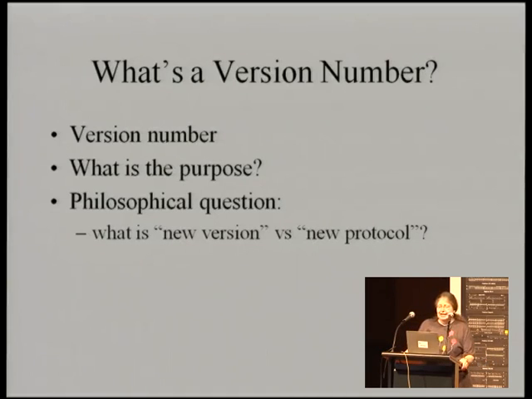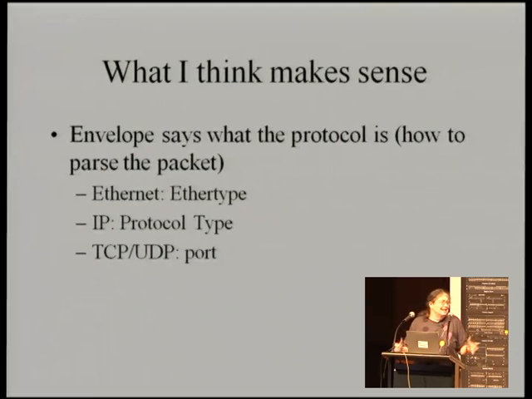And so first we have to ask a philosophical question, which is, what is a new version of a protocol versus a new protocol? So for instance, is IPv6 just a mild new version of IP, whereas CLNP would have been ripping the heart out of the internet and putting in a foreign substance? In what sense are they any different? Is one so different that it's a new protocol and the other one's just a new version? Well, the only thing that I think I've ever seen that makes sense with a version number is that an envelope says how to parse the packet. It says what protocol is inside.